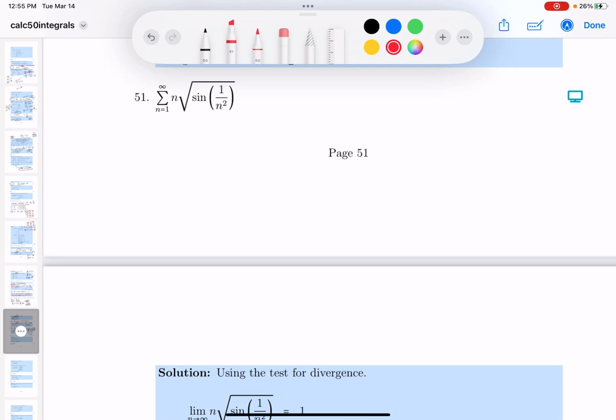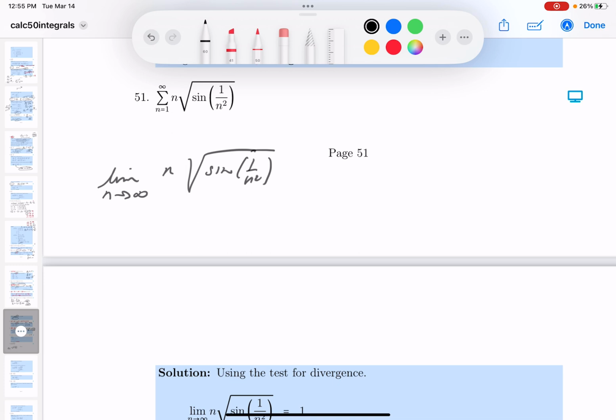All right, this looks a little problematic to me, and looking at it, I'm not sure where to start with it, but I'll start with the easiest thing I know, which is the test for divergence. Let me write this over here: the limit as n goes to infinity of n times the root of sine of 1 over n squared. Well, I've got to think about that too, and we're going to do that.